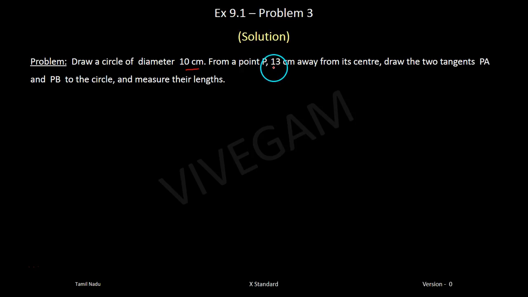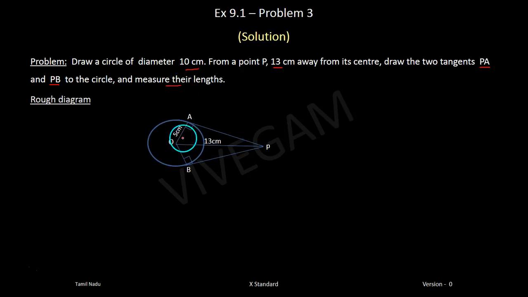Okay, so we'll have to take a point 13 cm away from its center and draw two tangents PA and PB to the circle and measure their lengths. So let's draw a rough diagram. With O as a center and 5 centimeters radius, you're drawing a circle. Then from O, you are marking a point P 13 centimeters away from it. So OP equals 13 centimeters.